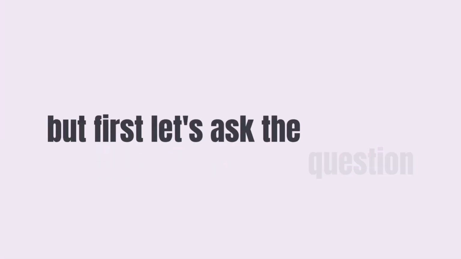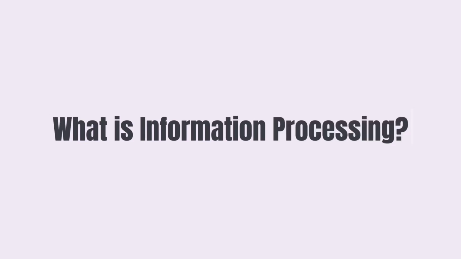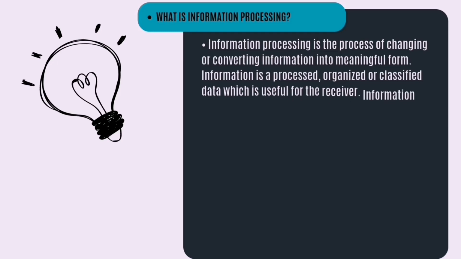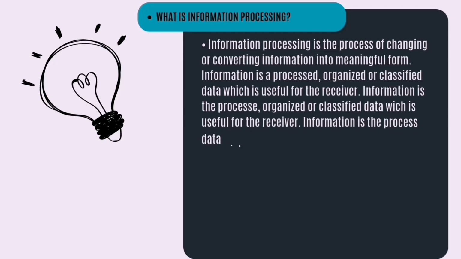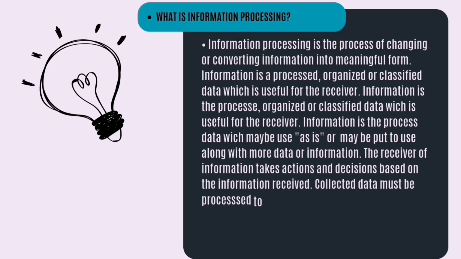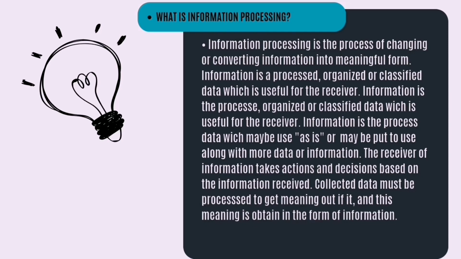But first, let's ask the question: What is information processing? Information processing is the process of changing or converting information into a meaningful form. Information is processed, organized, or classified data which is useful for the receiver. Information is the processed data which may be used as is, or may be put to use along with more data or information. The receiver of information takes actions and decisions based on the information received. Collected data must be processed to get meaning out of it, and this meaning is obtained in the form of information.